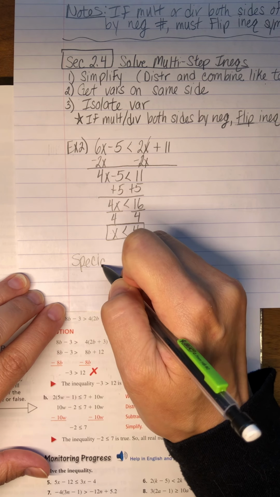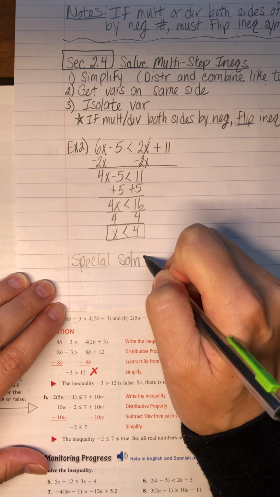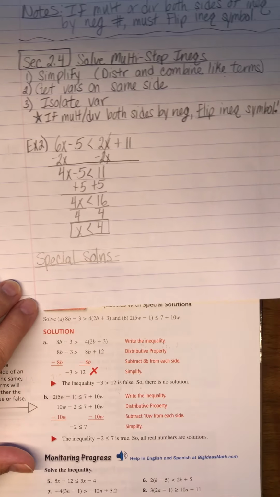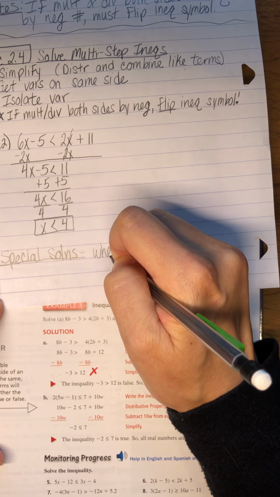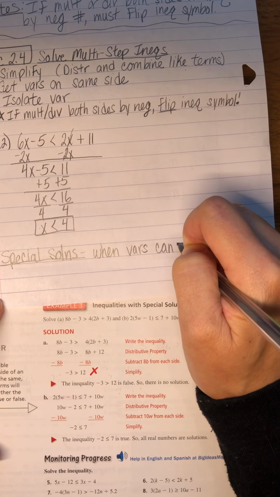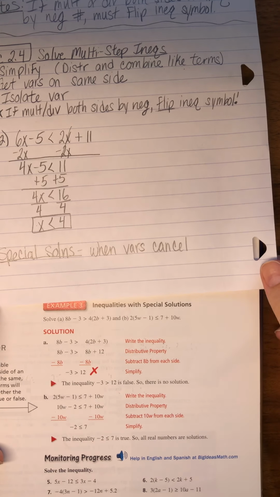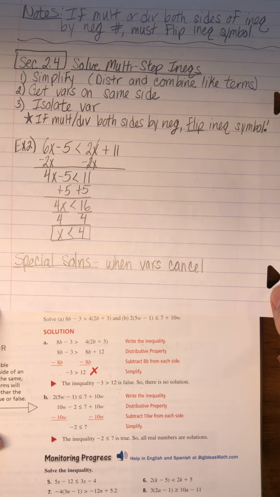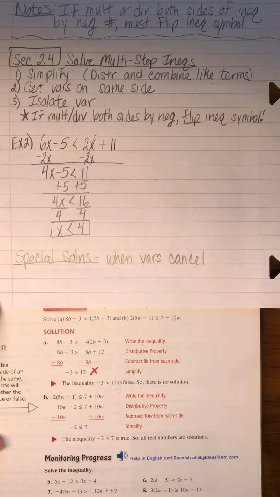Okay, let's talk about our special solutions. We did have special solutions when we had equations. We're going to have special solutions with inequalities too. Remember, these happen when the variables cancel. If all the variables cancel out and we're just left with numbers, that's going to leave us with special solutions.